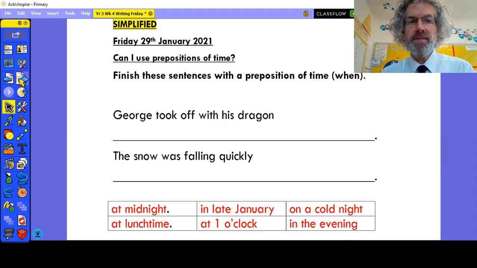If you'd like that simplified, I have given you this sheet which gives the sentence starter. George took off with his dragon. And then I've given you a selection of time prepositions which you can either copy onto the line or you can cut them up and glue them on.